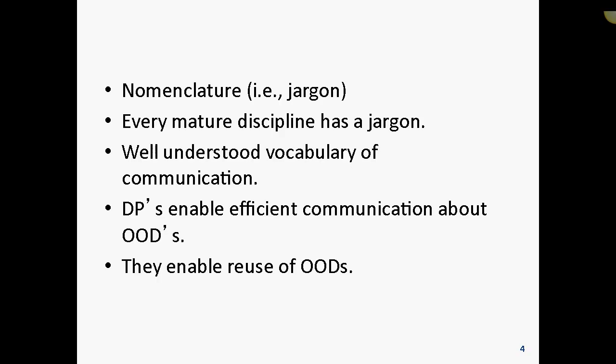If you have these new names, we have, I think, what we would call jargon or nomenclature. And every mature discipline has its own jargon. And this well-understood vocabulary of communication enables us to be efficient when we communicate with others on our team. So that in and of itself, not only does it change the way we talk about how we do our programming, it also changes the way in which we think about our programming.